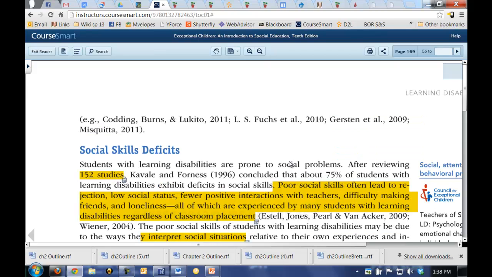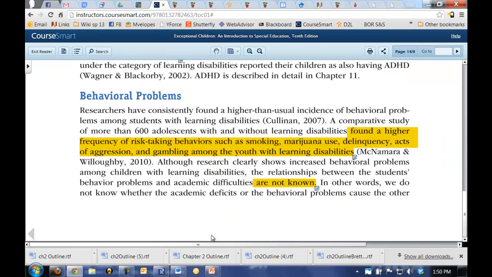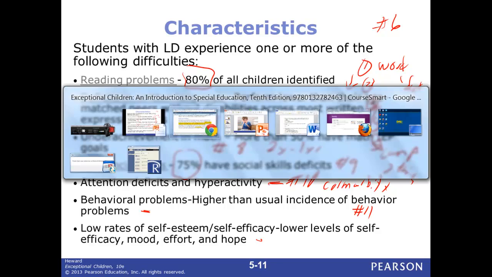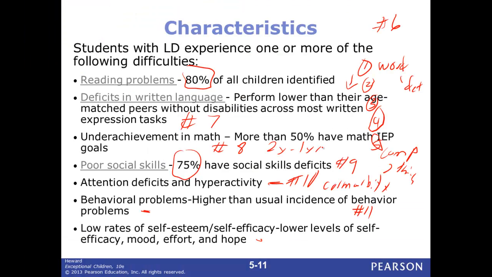Let me take you back here. I want you to put this in here. So here is number 11 right here. And that is, you tell me about these at-risk behaviors, that they're more at risk for smoking, marijuana, delinquency, acts of aggression, gambling than anybody else. So that's number 11. Go do that and then come back.